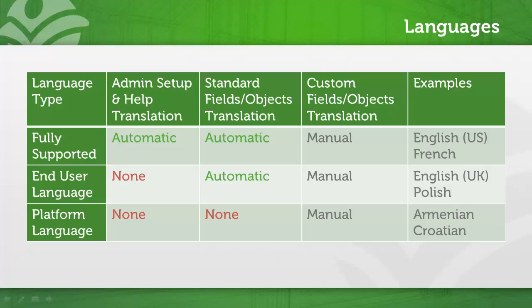Salesforce is a multilingual platform and has 3 different types of language support. Custom fields, objects, and pick list values must be translated using the translation workbench, or they will be displayed in the org's default language. Fully supported languages will automatically translate the help and setup menu, as well as standard fields and object labels. End user languages are similar, except that the help and setup menu is not fully translated. Where terms are not translated, again, they'll be displayed in the org's default language. And finally, platform languages do not support translation of standard fields or objects. This means that essentially they're only suitable for custom applications.